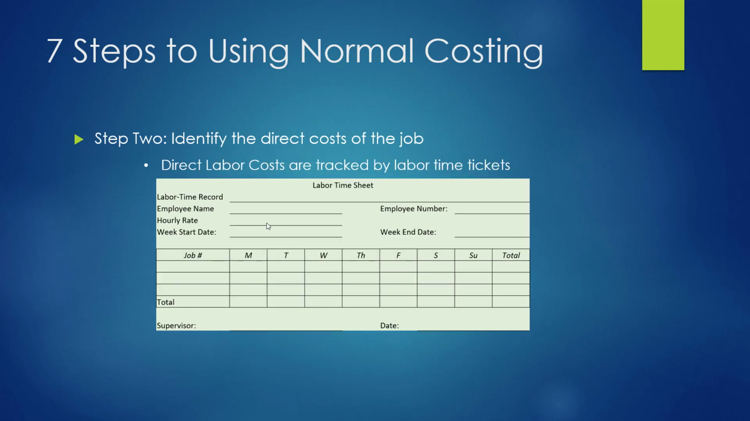Labor is another thing that's directly traceable, and when employees punch in, they have some kind of system. Nowadays it's usually a touchscreen that says what job you're working on. That way they know how many hours should be assigned to each job.